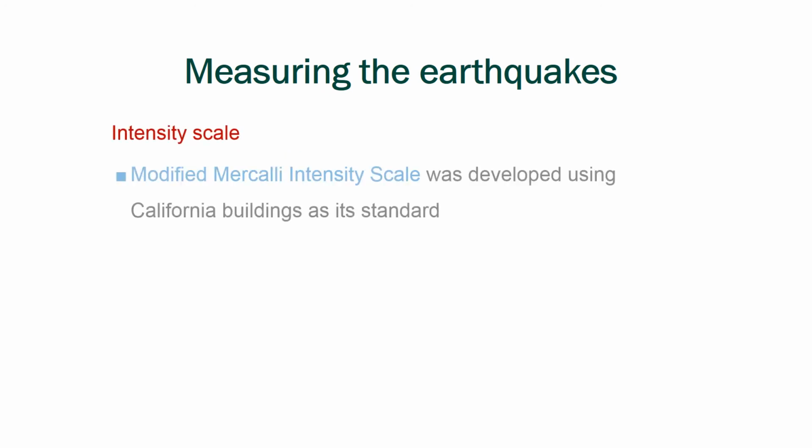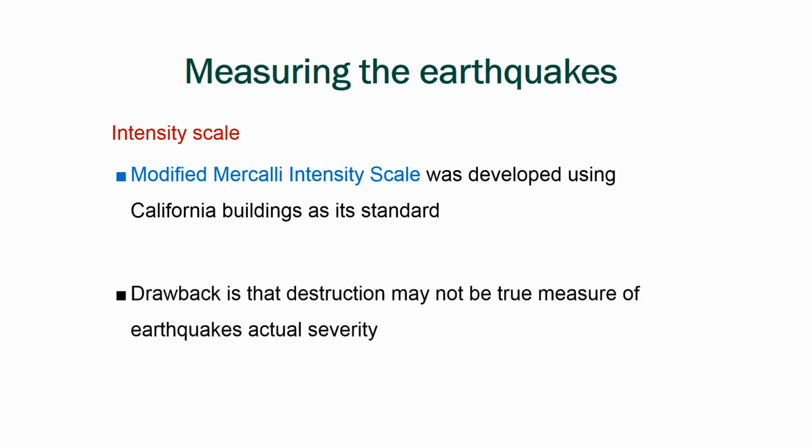So the intensity scale came after the scientist called Mercalli. That's why this scale, we call it the modified Mercalli intensity scale, and it was developed using California buildings and their standard as a standard. The drawback, the thing that is not right about this kind of scale, is that the destruction may not be a true measure of the earthquake's actual severity.